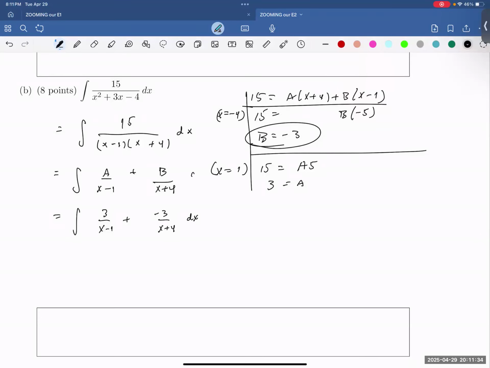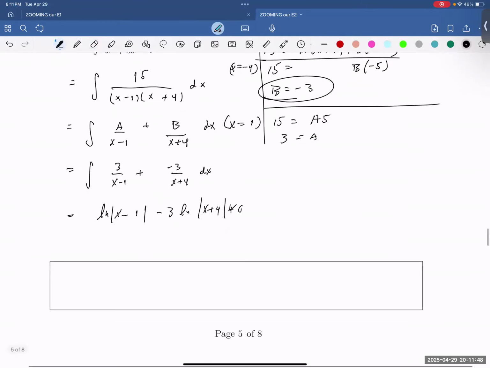Oh, we have dx in there. So natural log absolute x minus 1 minus 3 natural log absolute x plus 4 plus c. That is a c.